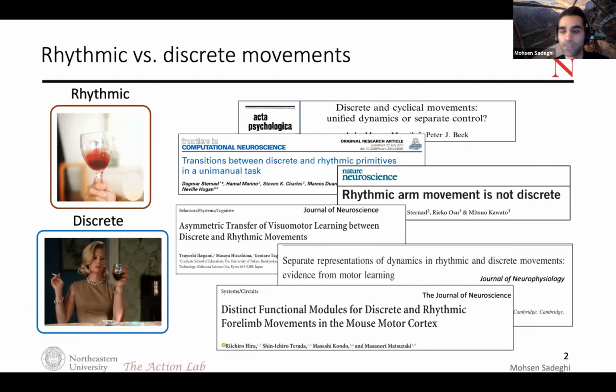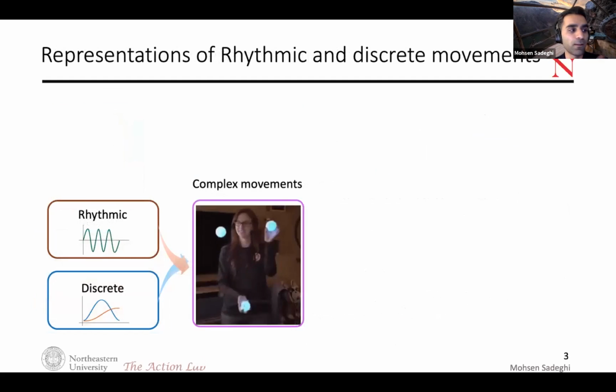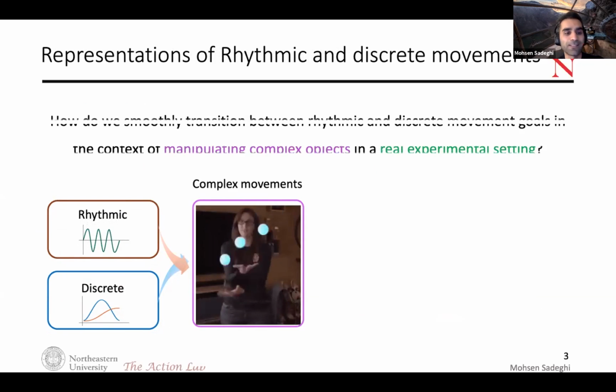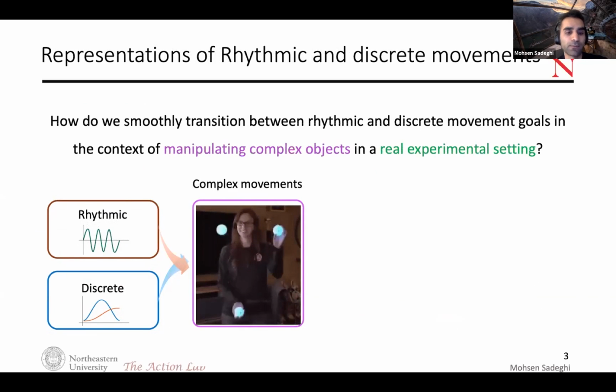And that's because in our real life activities, we often perform complex movements, which are not purely rhythmic or discrete, but a combination of both or a sequence of one after the other. And the question is, how do we smoothly transition between rhythmic and discrete movements when we perform complex movements?